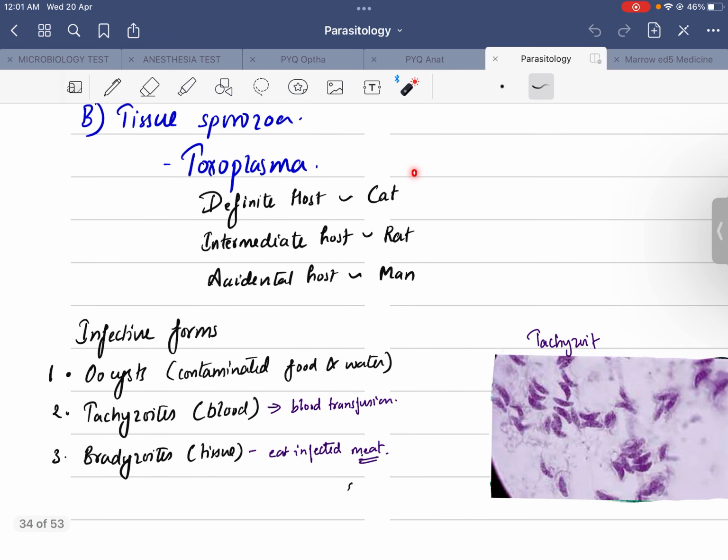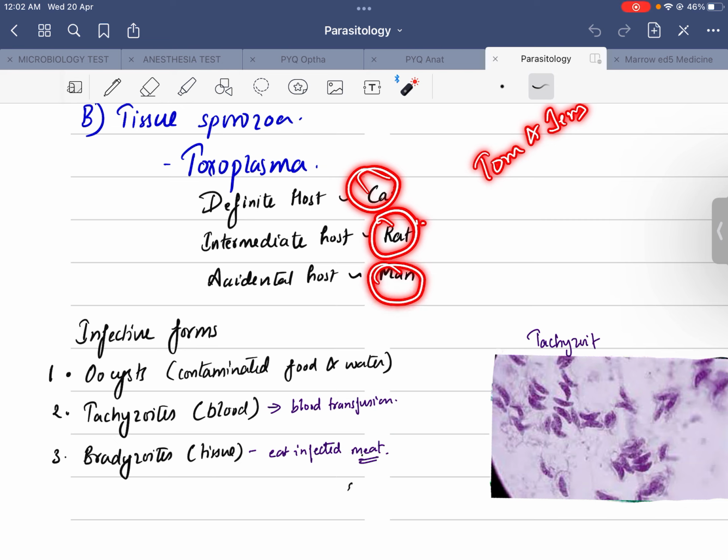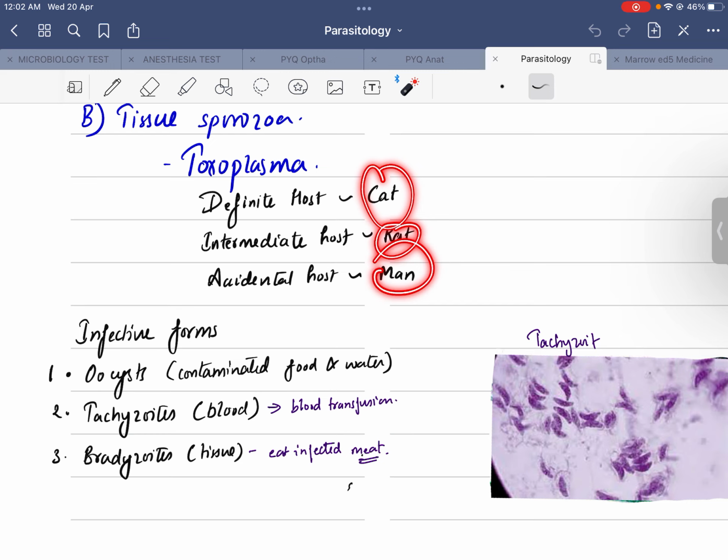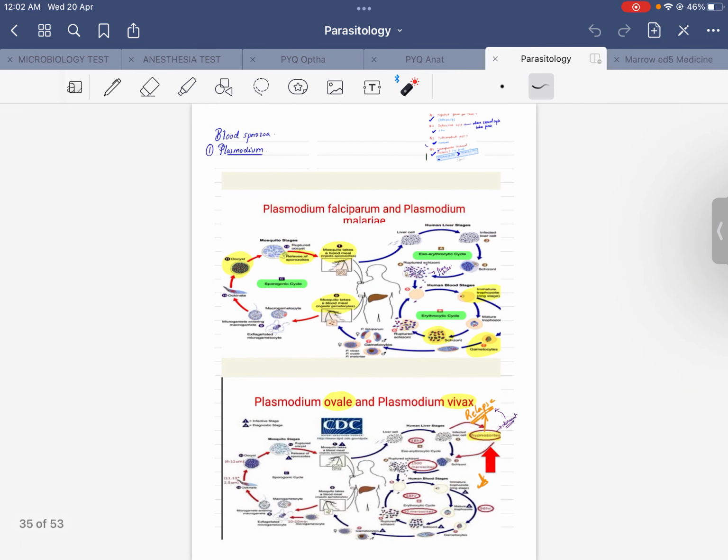Now the hosts, very important. The definitive host is cat, intermediate host rat, and accidental host man. You can remember if you watched, I think everyone's watched Tom and Jerry, right? So you have the cat and the rat, and sometimes you have the man, right? You can see a human sometimes in Tom and Jerry, okay? So cat, rat and man for Toxoplasma.